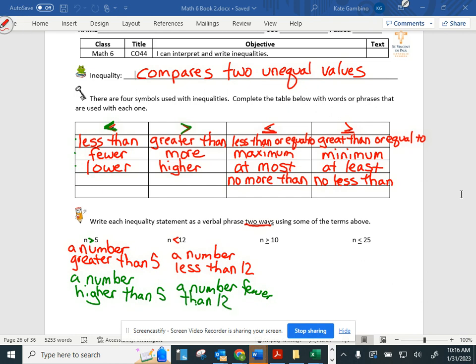Okay, look at our next one. How could we say that? Olivia. A number less than or equal to 10.